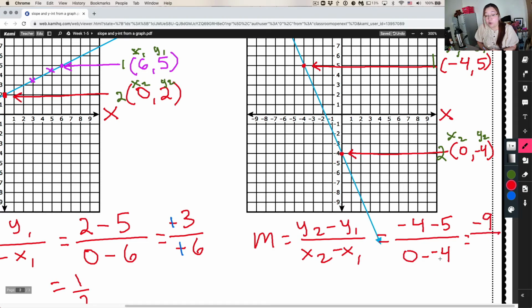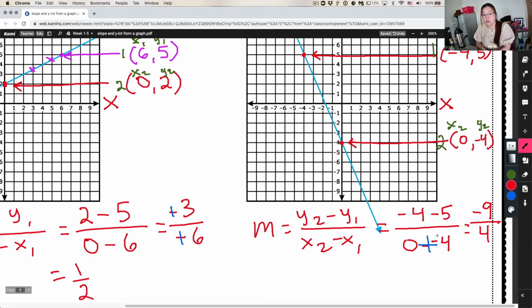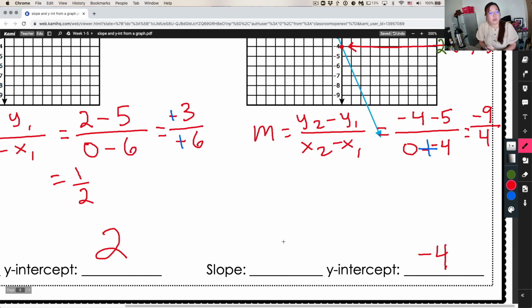Okay? Do you know what happens when you subtract a negative? Just like with multiplication and division, if you subtract a negative, you have two minus signs, put them together, they make a plus sign. So this is the same thing as saying 0 plus 4. So on the denominator we have 4. We can't reduce this fraction anymore because 4 and 9 don't have any common factors. So simply put, our slope is -9 over 4. Alright, hopefully you're getting the hang of it.